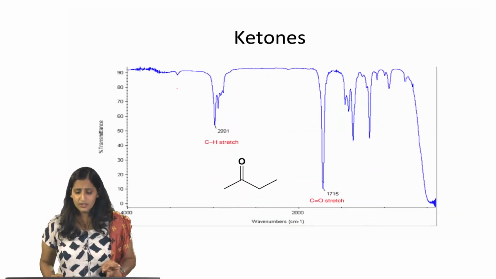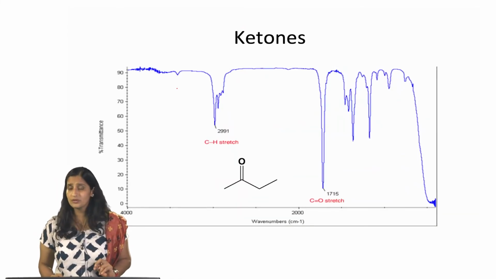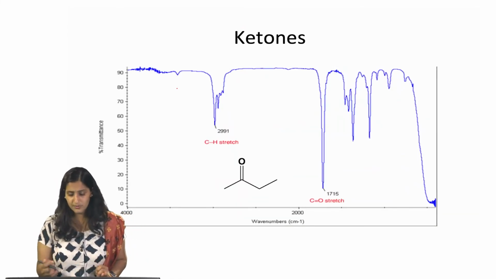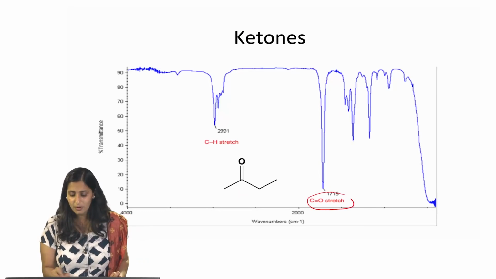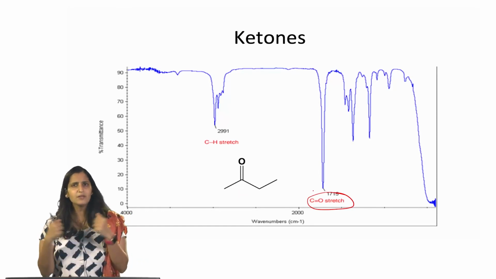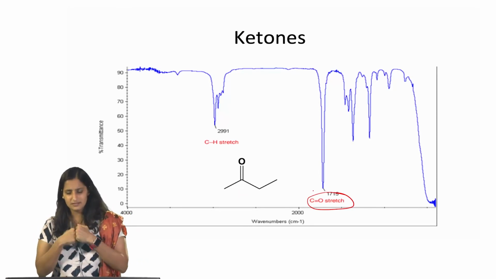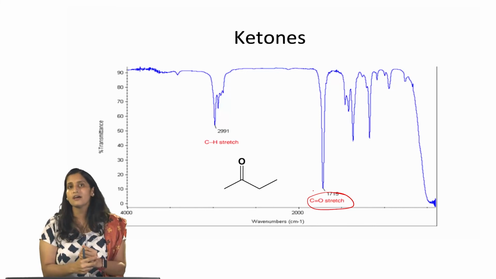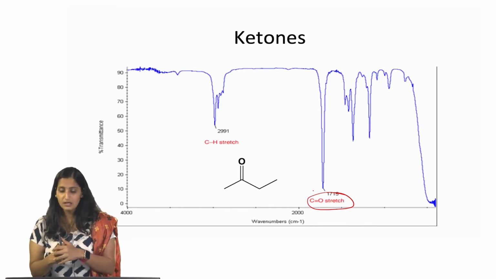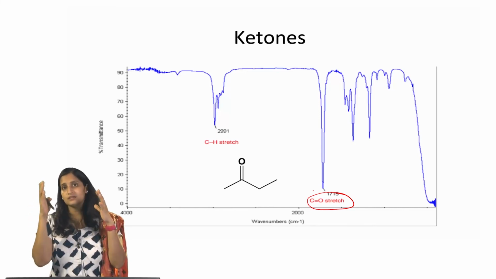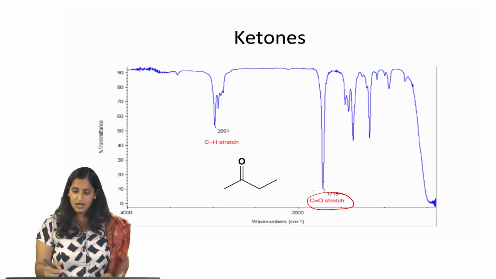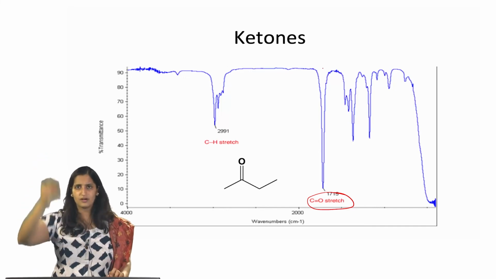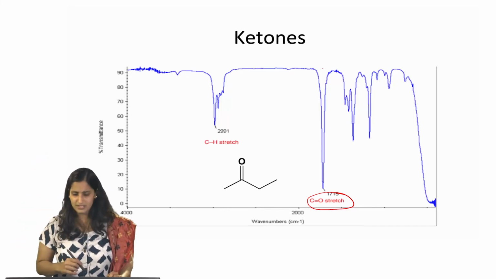I have a ketone here. So, this is 2-butanone, and for 2-butanone you can see that the C double bond O stretch, carbon-oxygen double bond, is probably the most distinctive IR peak that you can see, because it occurs between 1600 and 2000, and it is one of the peaks that has maximum percentage transmittance.